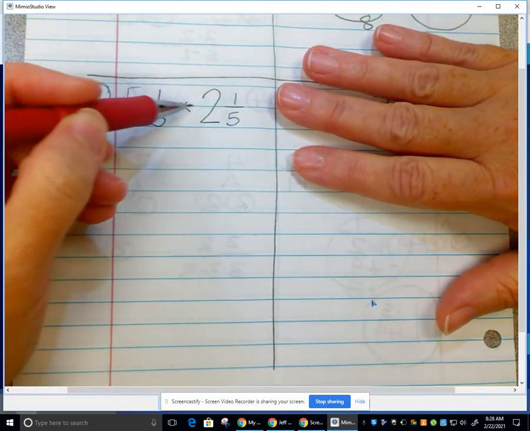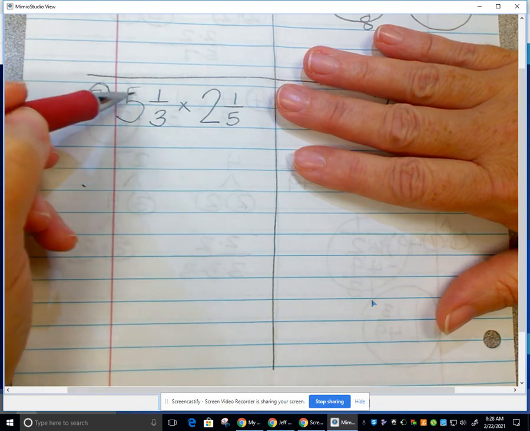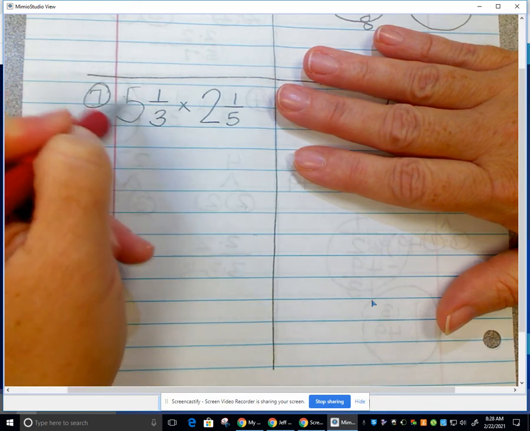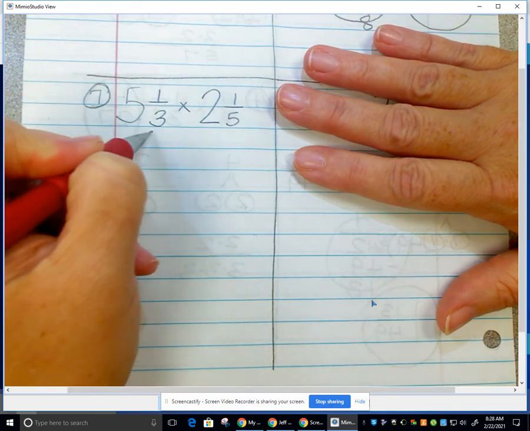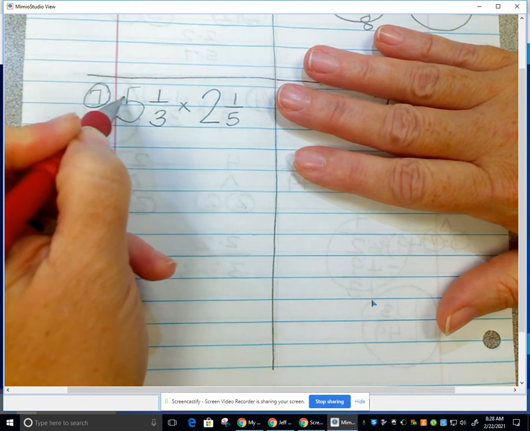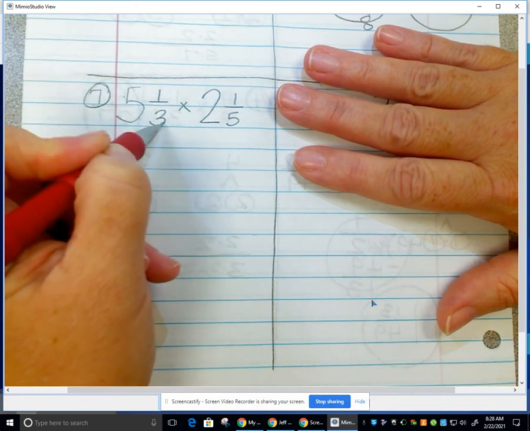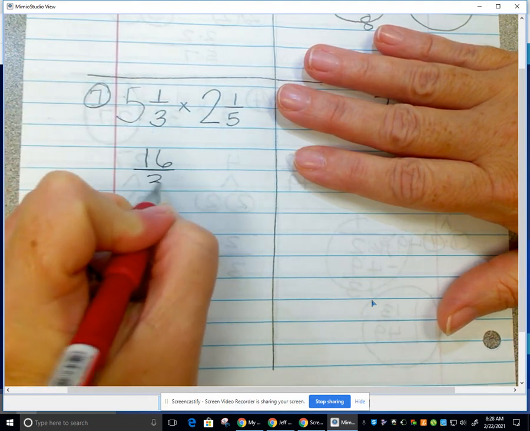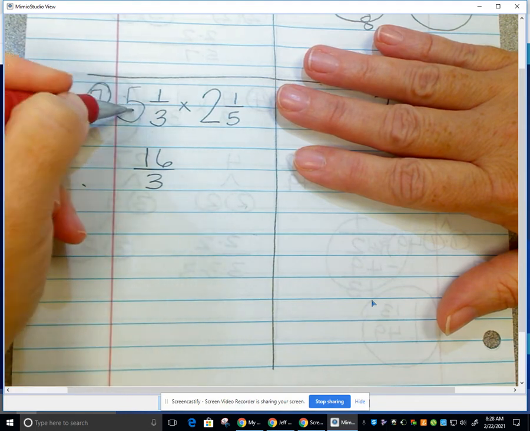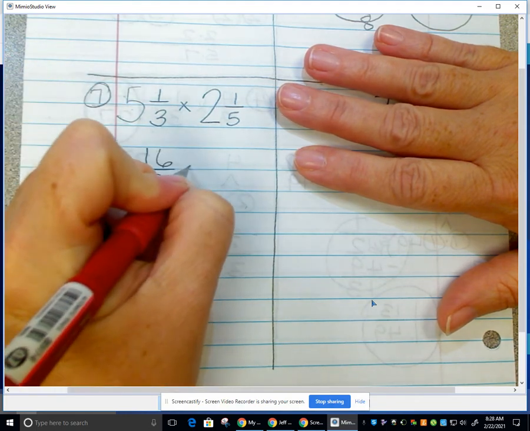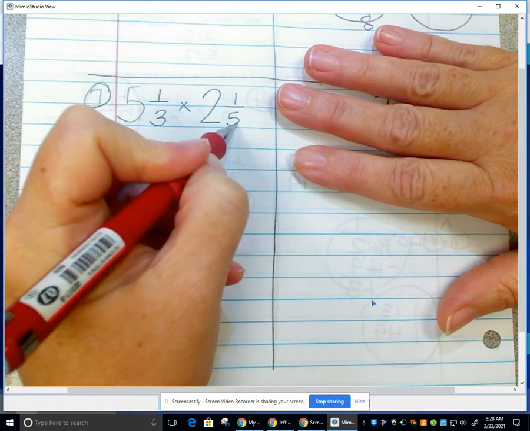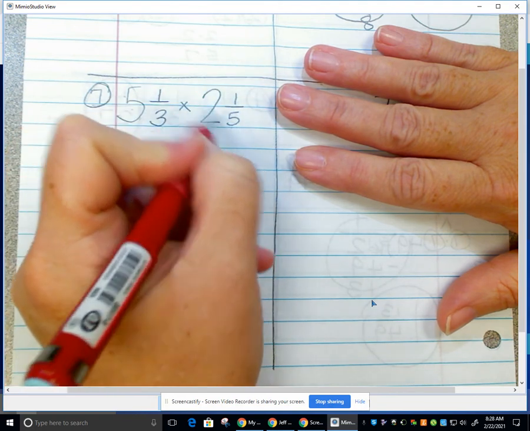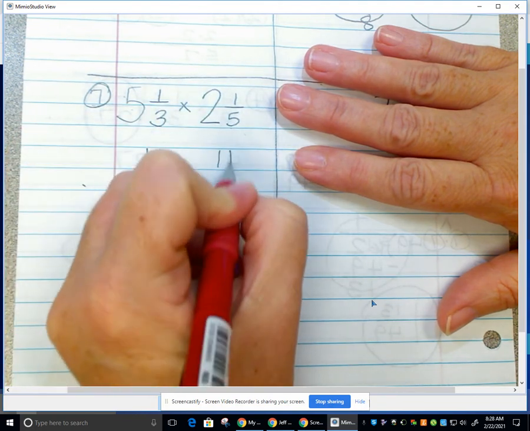All right, number 7. Okay, we're multiplying mixed numbers. Remember, we've got to turn these mixed numbers into fractions. So I'm going to multiply these, add the top, and keep the same denominator. So 5 times 3, that's 15. Add the top, that's 16. And keep the same denominator. See, I turned this mixed number into an improper fraction. Times, multiply these, add the top, and keep the same denominator. So that's multiply these, 10 plus 1 is 11 fifths.